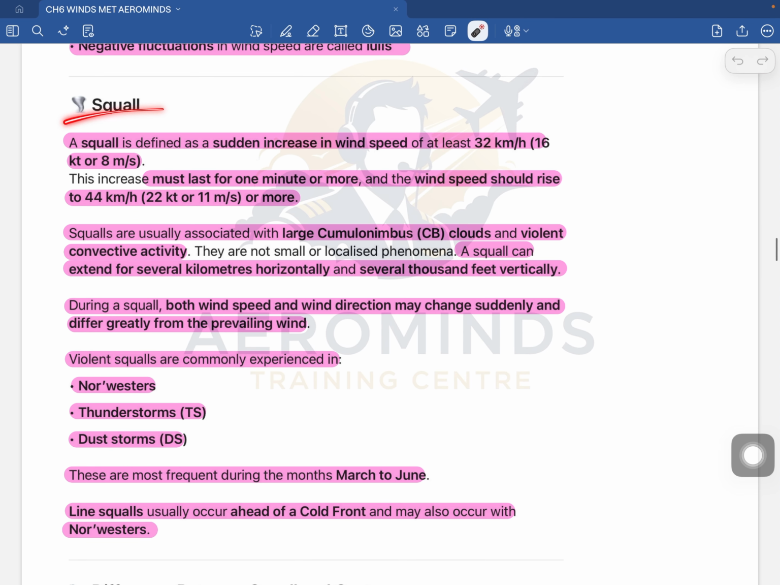Then comes what is a squall. A squall is defined as a sudden increase in wind speed of at least 32 kilometers per hour, and it must last for 1 minute, and the wind speed should rise to 44 kilometers per hour.